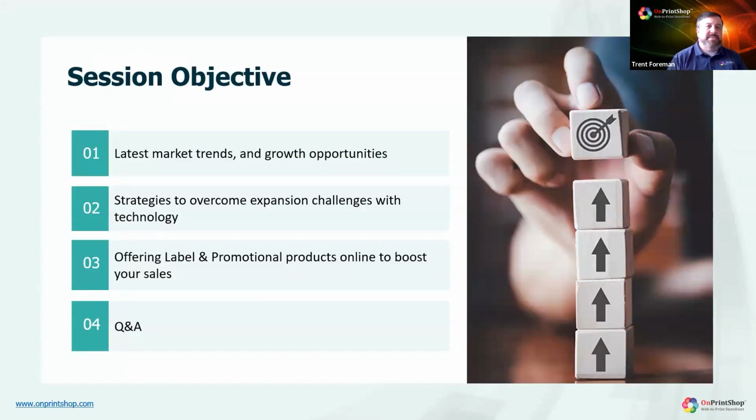So, objectives for today: latest market trends. We're talking about growth opportunities, and that's the key part. We want to overcome expansion challenges with technology and offering those label and promotional products, and how to do that really in an online setting, not just to capture new business. We love new business. New business growth is a key topic that we love to talk about here at OnPrintShop, but also how to help supplement that current customer base and get those repeatable orders. And then obviously Q&A is something we always love to do as well.